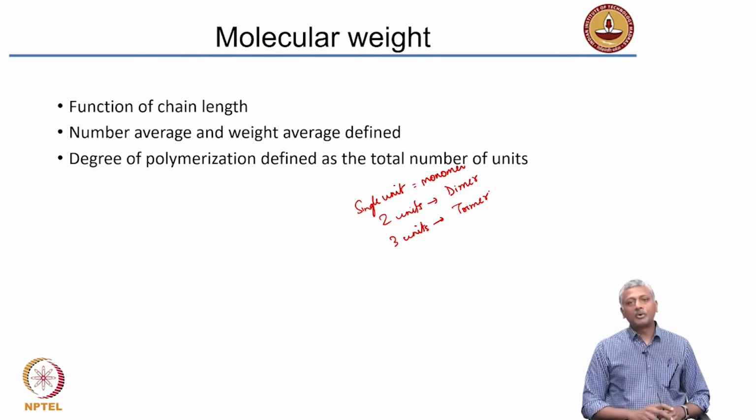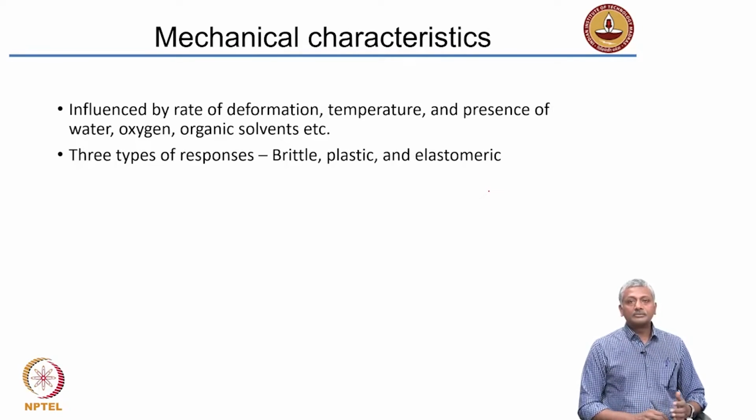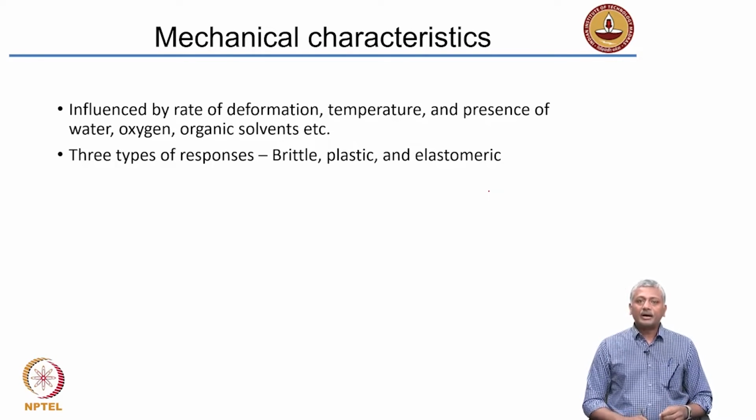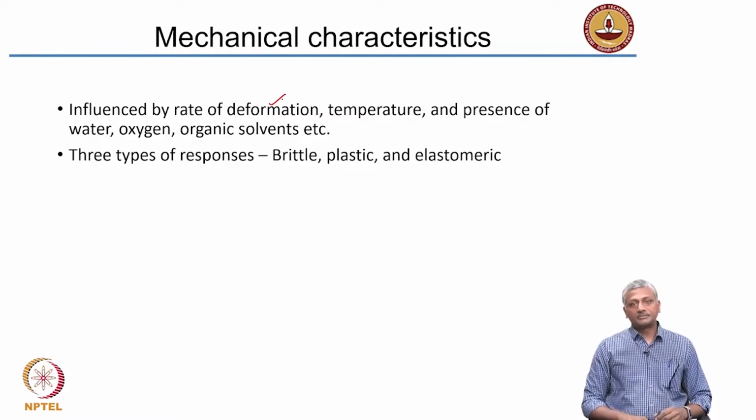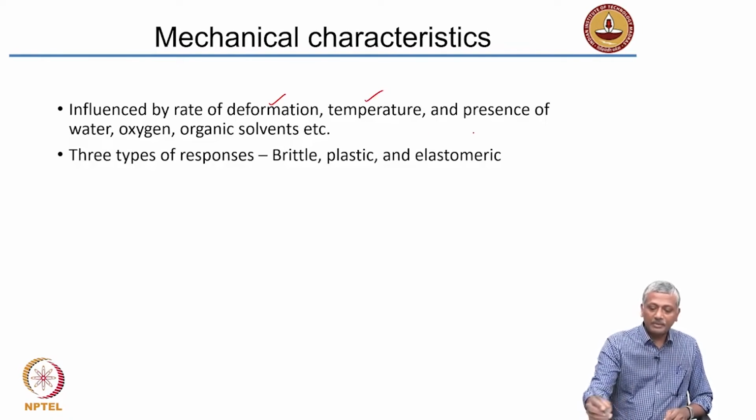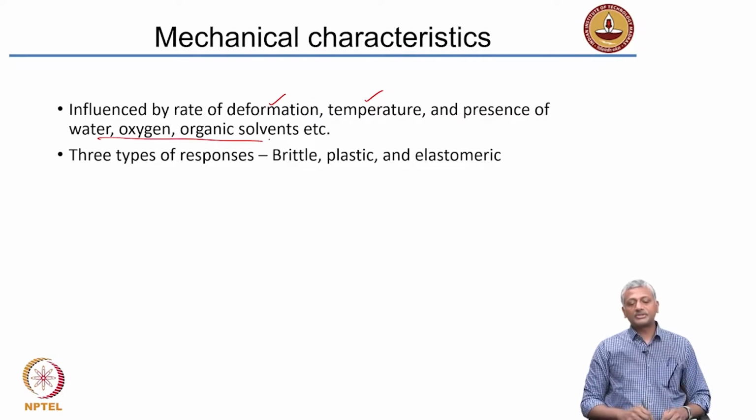Of course, we are not going to talk about that here, but just keep that in the back of your mind, that you can actually process polymers to get different levels of polymerization. Now, as I said, mechanical characteristics like strength and modulus of elasticity are dependent a lot on the polymer characteristics like molecular weight and crystallinity. The other factors that may affect mechanical characteristics include rate of deformation, temperature, and presence of water, oxygen, and organic solvents.